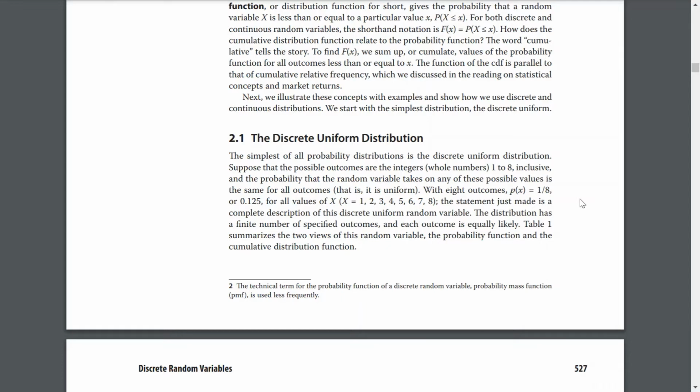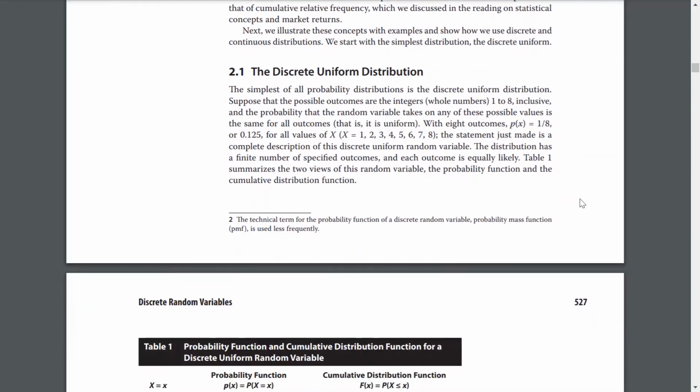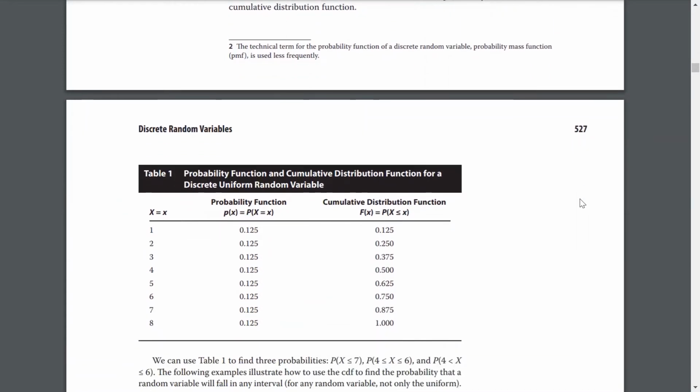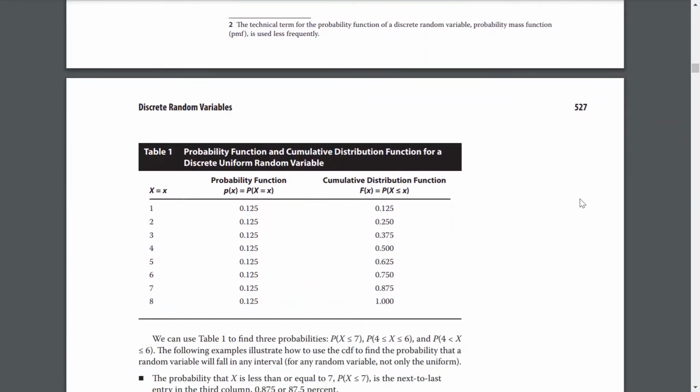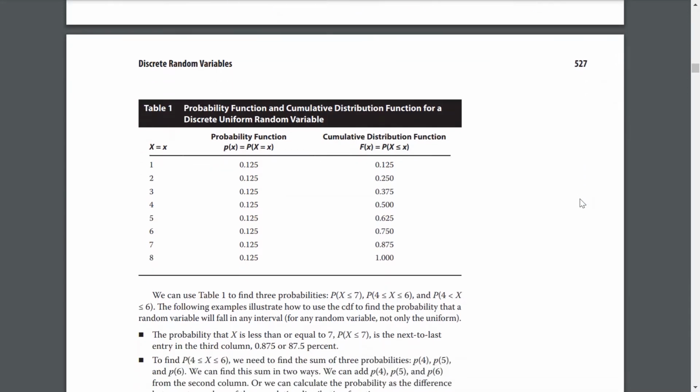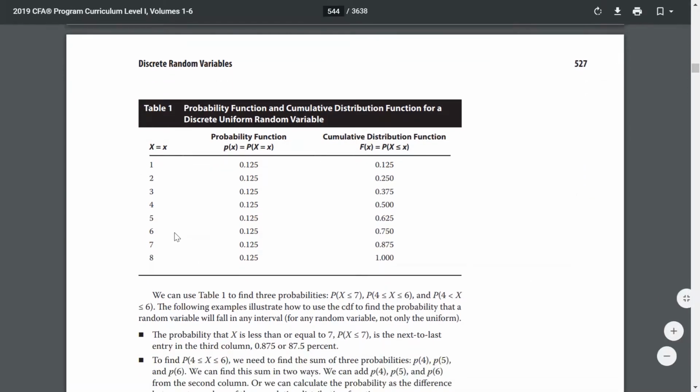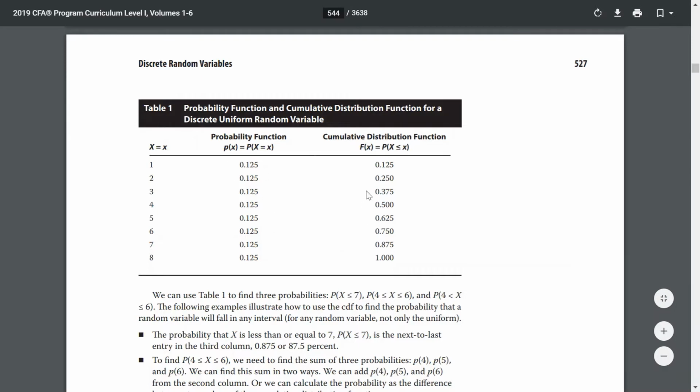The distribution has a finite number of specific outcomes, and each outcome is equally likely. Table 1 summarizes the two views of the random variable, the probability function and the cumulative distribution function. Table 1 shows the probability function and cumulative distribution function for a discrete uniform random variable. The probability function is 1 out of 8, so the probabilities are all the same. The cumulative is when you add. For example, at 2 you add the probability of 1 and 2 together.